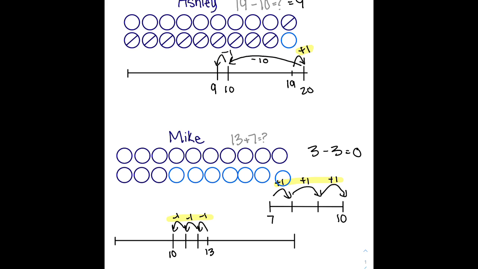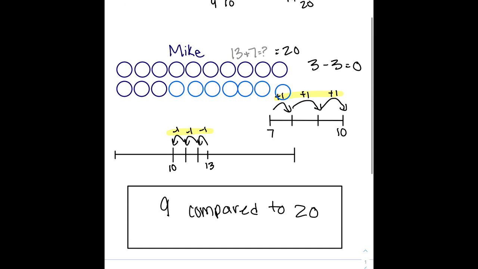And then moving on, we're supposed to compare the blueberries. So Ashley had 9 and Mike had 20. So we're going to take 9 compared to 20. And we know that 9 is less than 20.